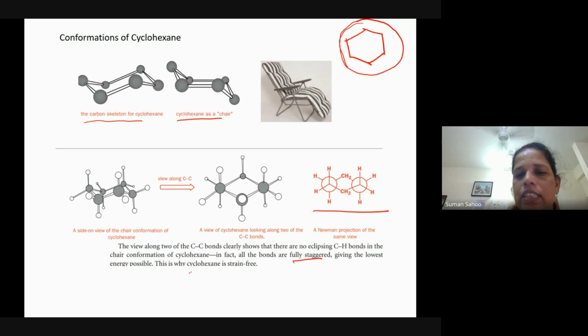So cyclohexane is strain free. So that no longer remains in this state. This remains in the chair conformation, where there are no eclipsed bonds. All the bonds are fully staggered.